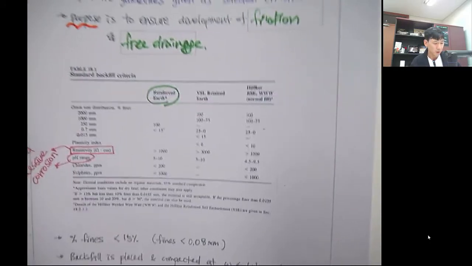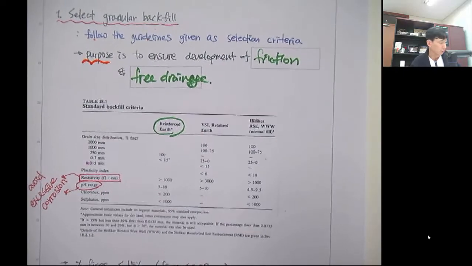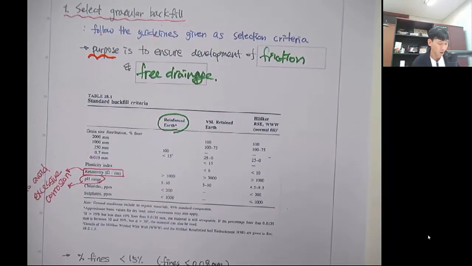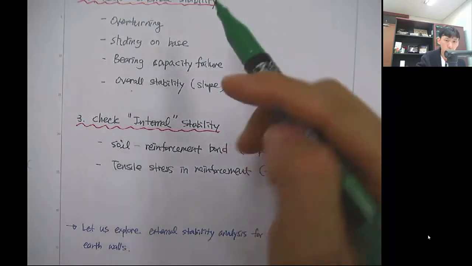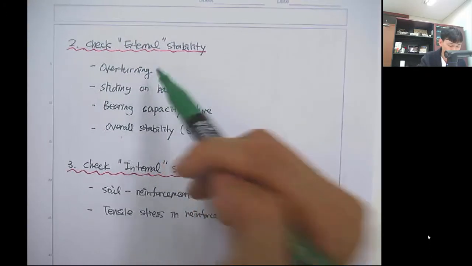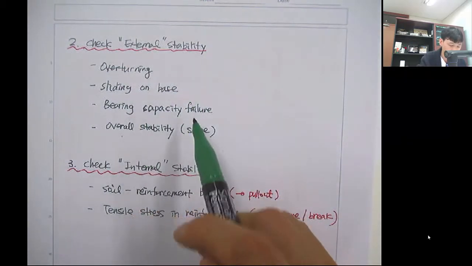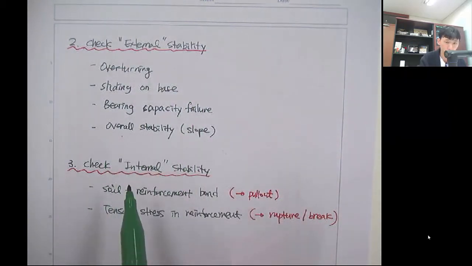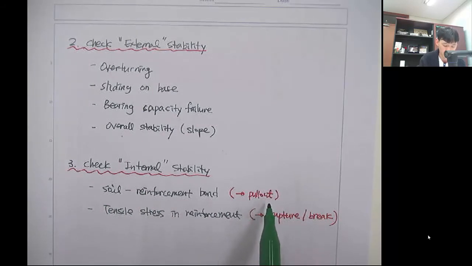Okay. Once this granular backfill is selected, then you can check the external stability by calculating the factor of safety for overturning and sliding and bearing capacity failure and the overall slope stability. And then you will check the internal stability for the soil reinforcement bond, so for the pullout or the slippage failure, and check the tensile stress in the reinforcement by looking at the rupture failure.